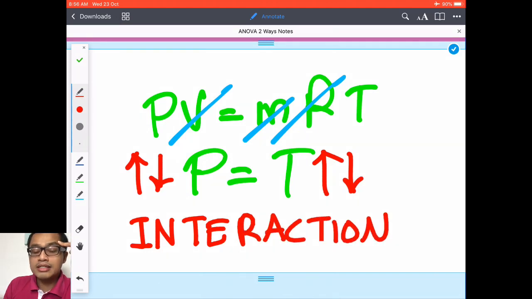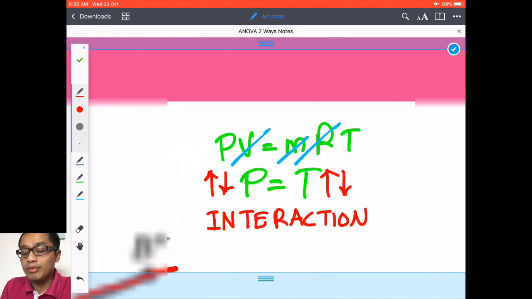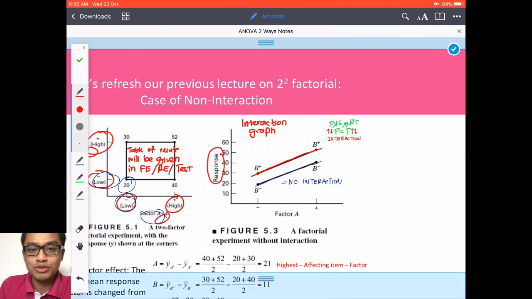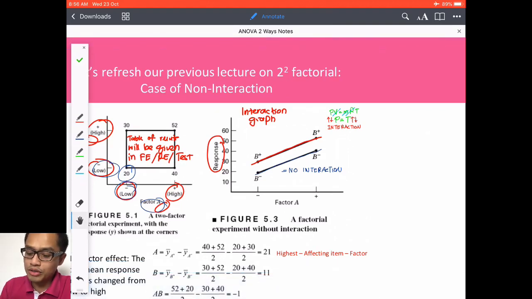This experiment is done using engineering analysis or scientific analysis, but I am going to teach you how to use ANOVA two ways to see interaction. Right, on to the next slide. Oh, sorry, not yet.